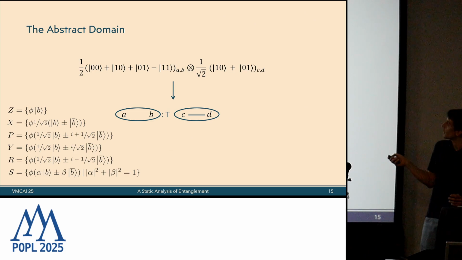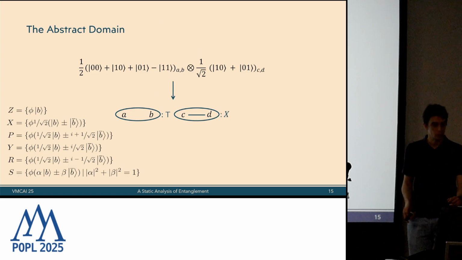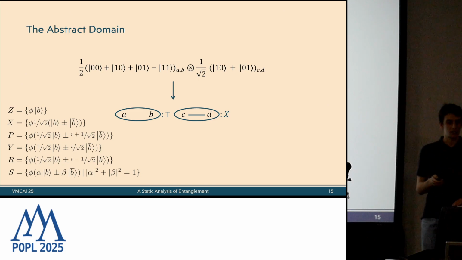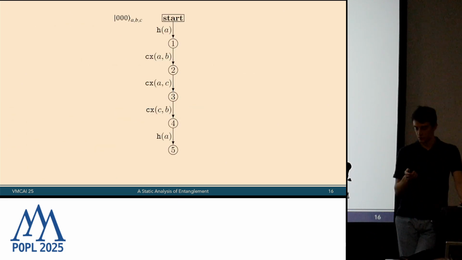Instead, in the second case, we have a uniform superposition between two bases that corresponds to the X label. So we can label it as X. And this is the representation of the state in the abstract domain. Let's see how we use it on a simple program.